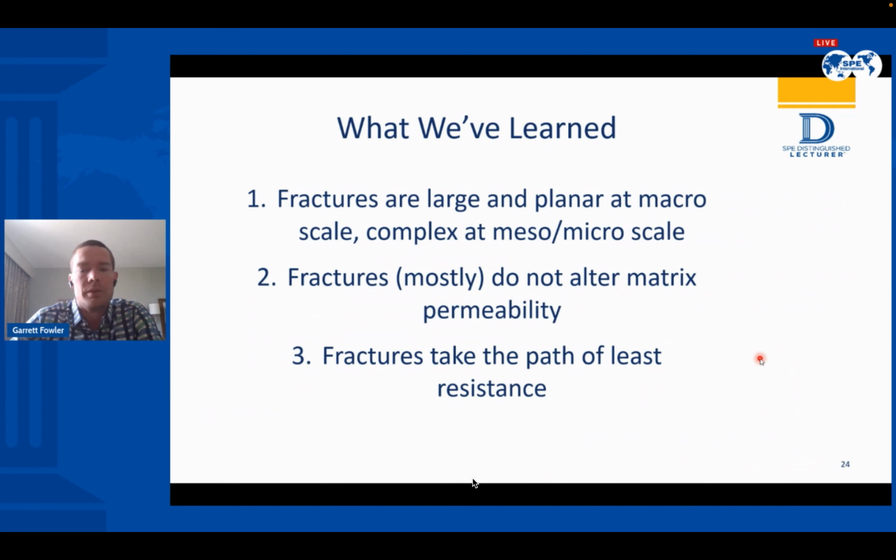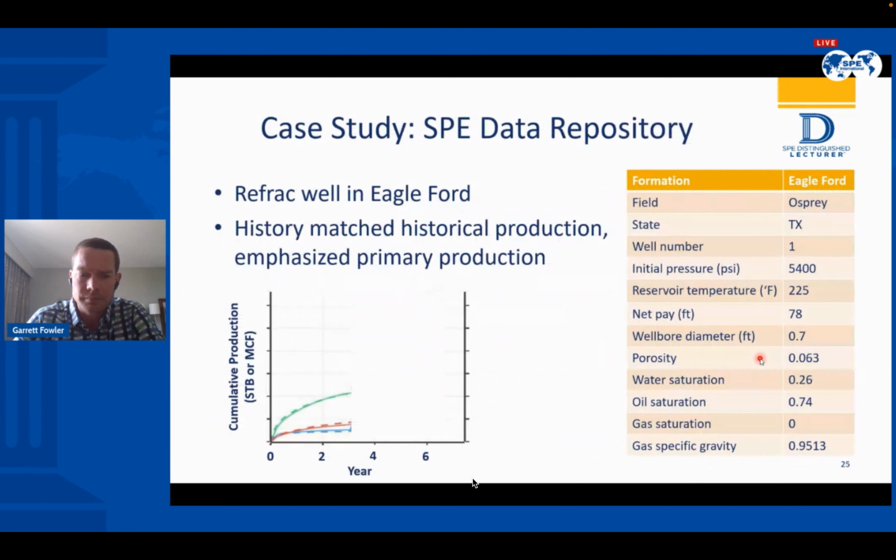Second, fractures mostly do not alter the matrix permeability. Natural fractures and matrix perm probably react somewhat to the high pressure during hydraulic fracturing, accelerated leak off, etc. But when we get to depletion, the evidence points primarily to depletion from discrete conductive fractures in the subsurface, and fractures are going to take the path of least resistance.